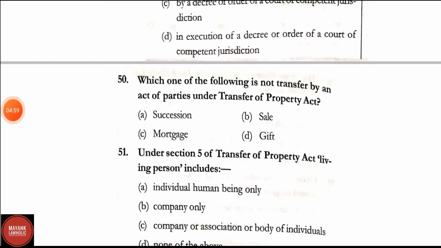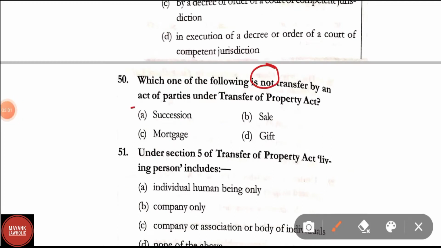Question number 50. Which one of the following is not transferred by an act of parties under Transfer of Property Act? Options are succession, sale, mortgage, gift. Correct answer is option A. Succession is not a transfer by an act of parties under TPA.